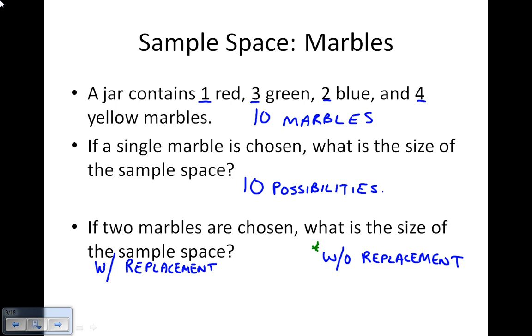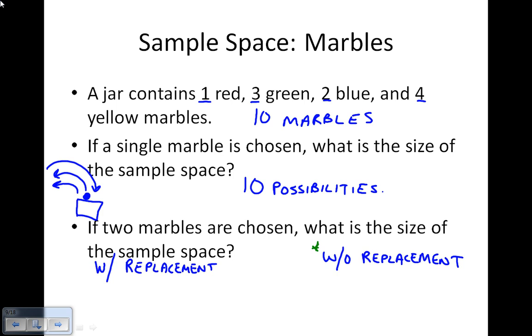With replacement simply means you pull your marble out. So let's say here's my blue marble. Here's my jar. I'm going to pull my blue marble out, then I'm going to put it back in, and then I'm going to draw my next one. So that means that we draw it, we look at it, we put it back in, we replace it, and then we draw our second one.